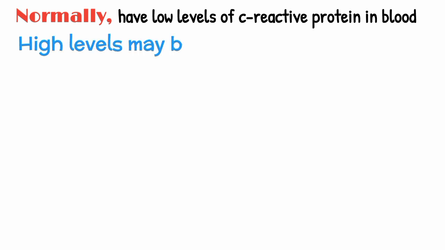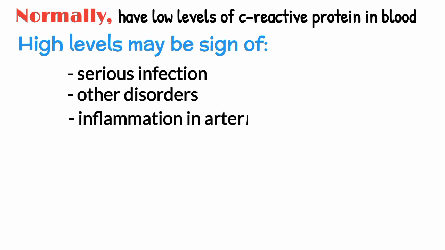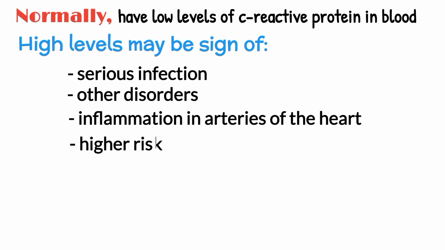Normally, you have low levels of C-reactive protein in your blood. High levels may be a sign of a serious infection or other disorder. High CRP levels can also indicate that there's inflammation in the arteries of the heart, which can mean a higher risk of heart attack.